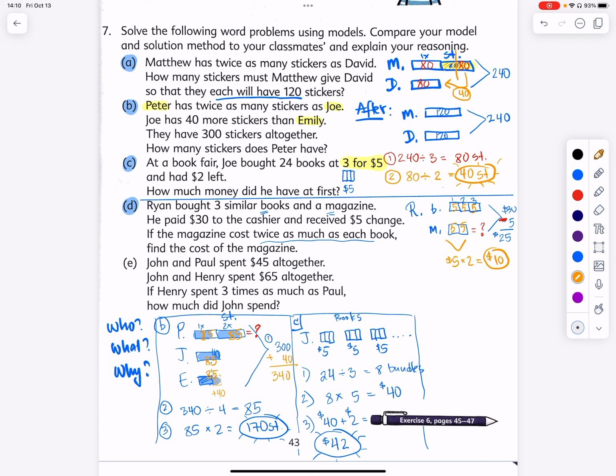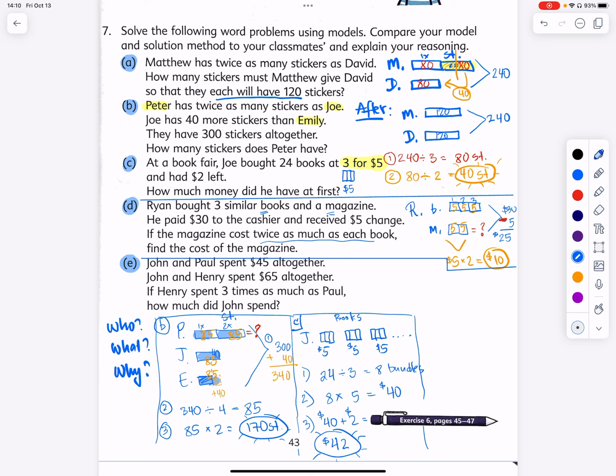My friends, and finally, the hardest problem in the set, in my opinion. The hardest problem in the set is problem E. Let me make a straight line separating. Very good. Let's read this problem.